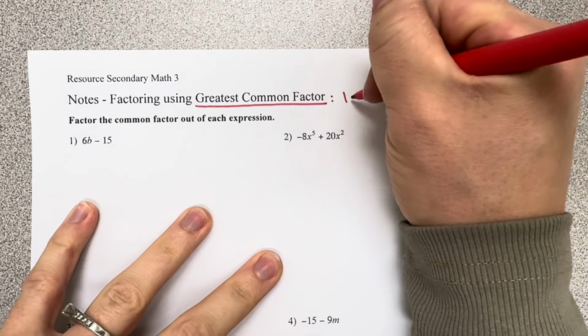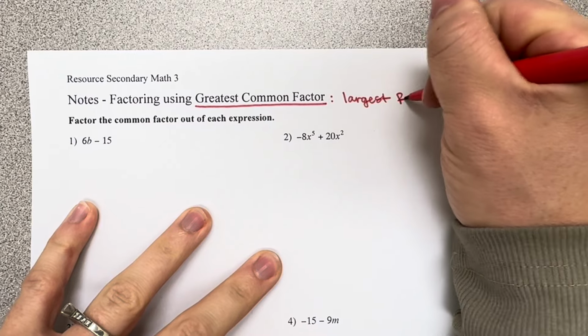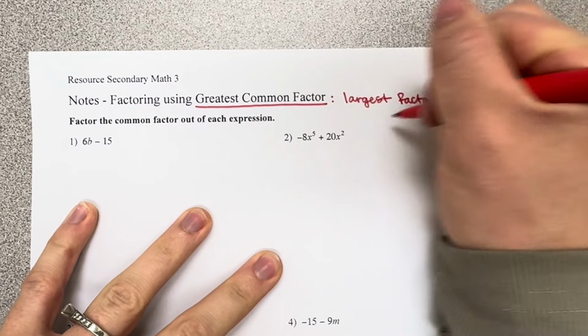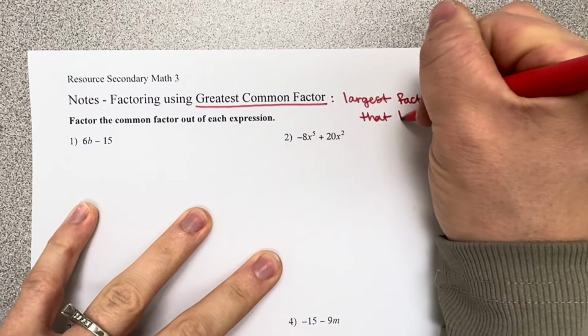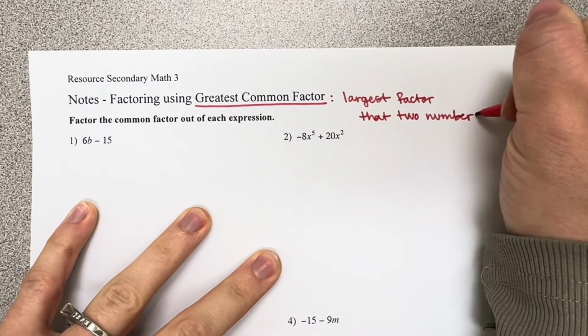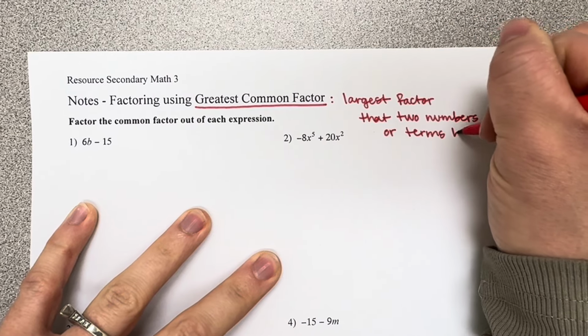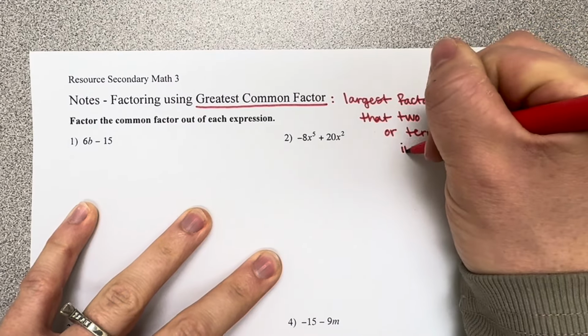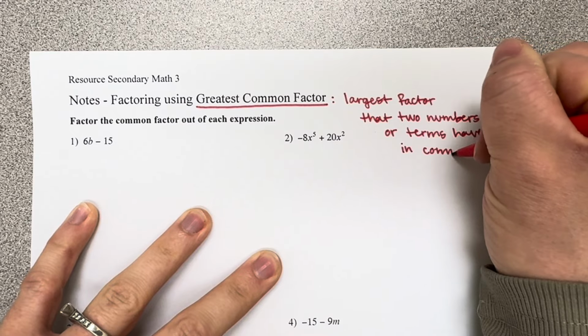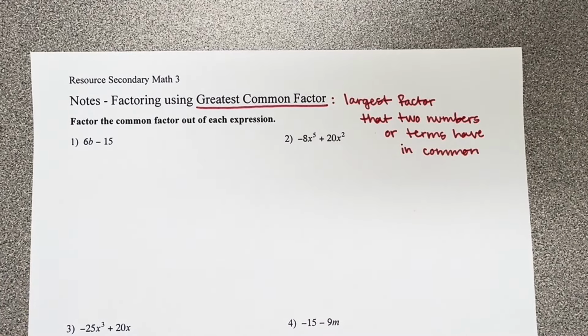So that is the largest, or in other words, greatest factor that two numbers or terms have in common. The largest factor that two numbers or terms have in common, greatest common factor.